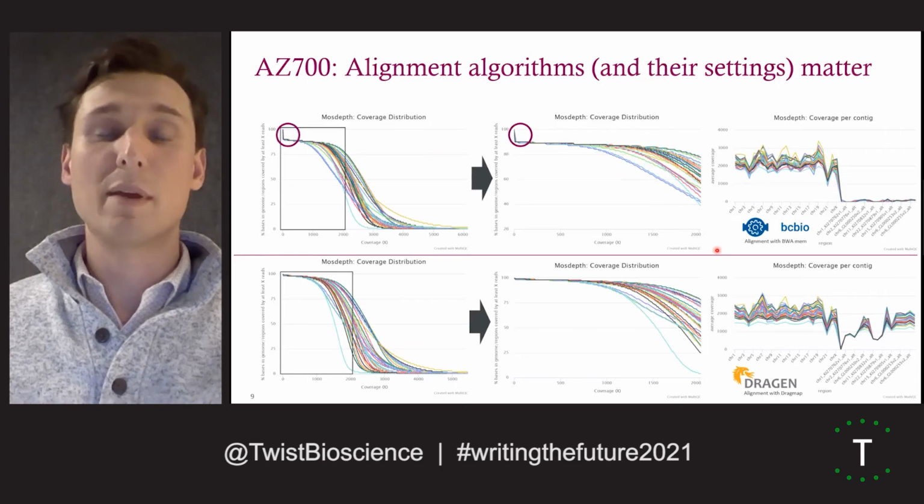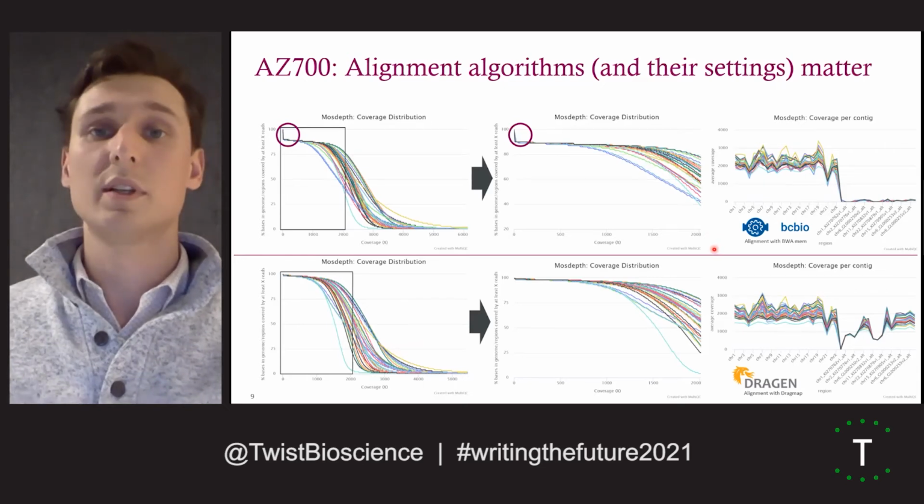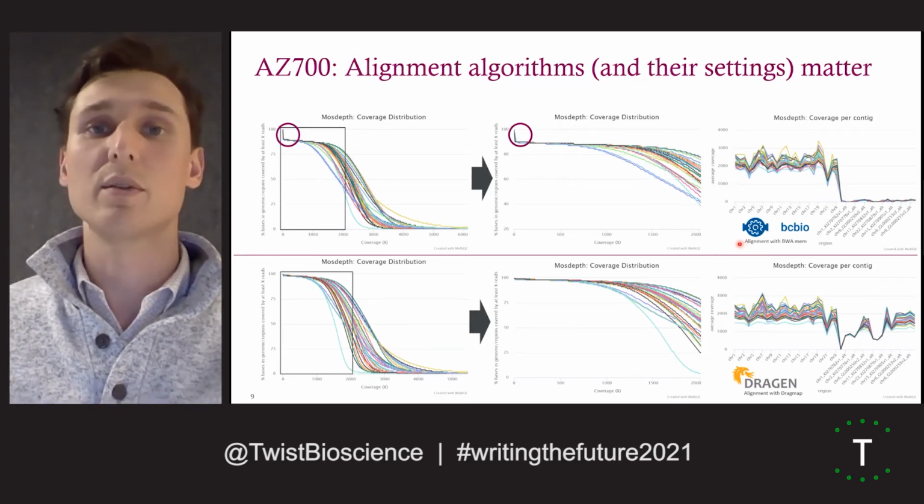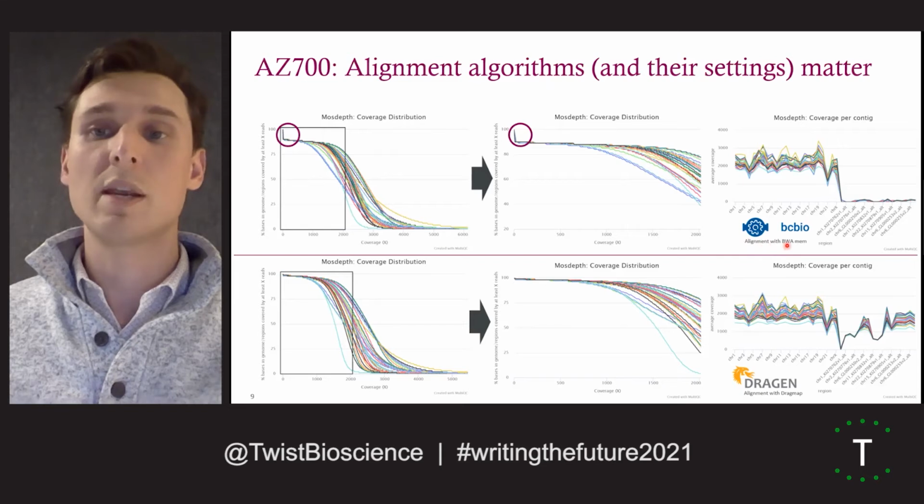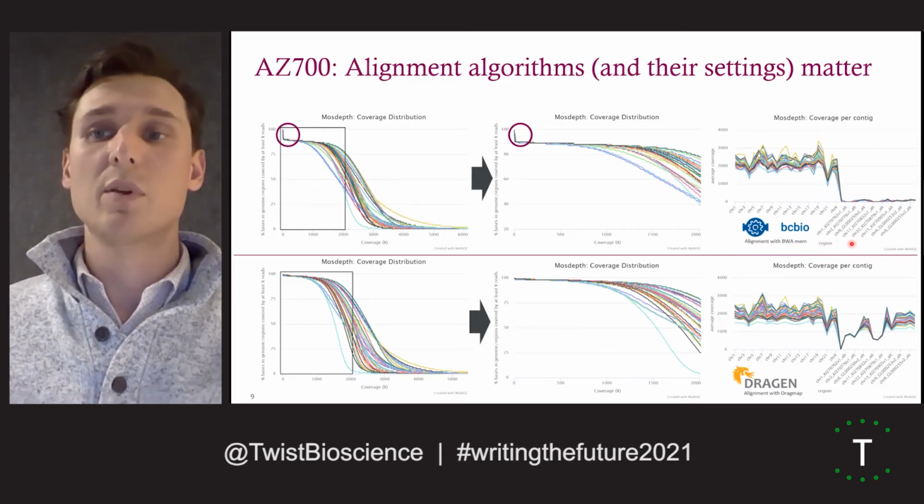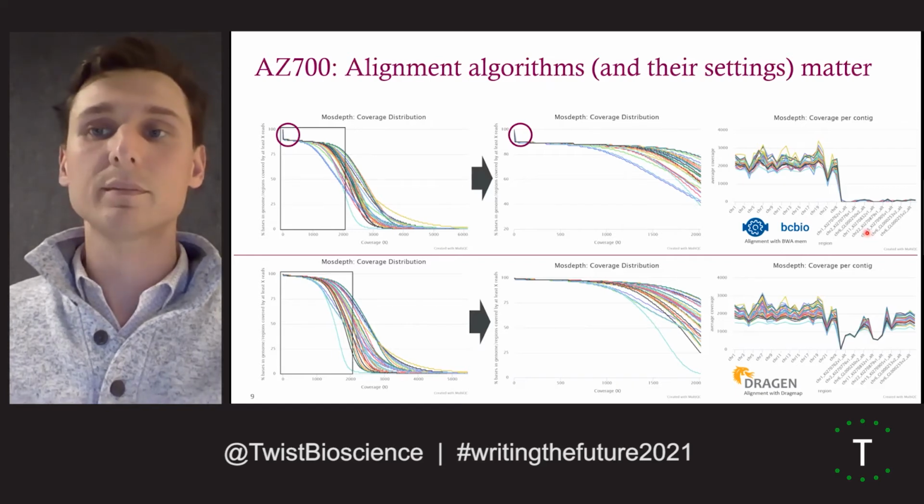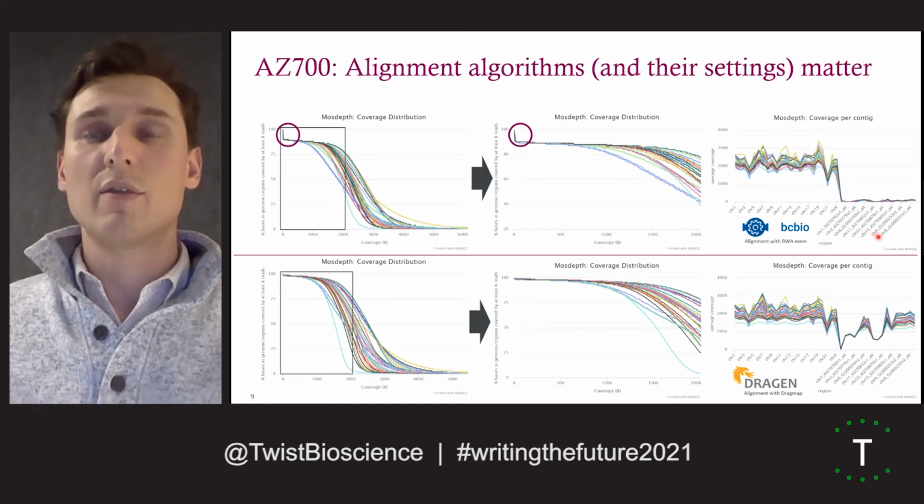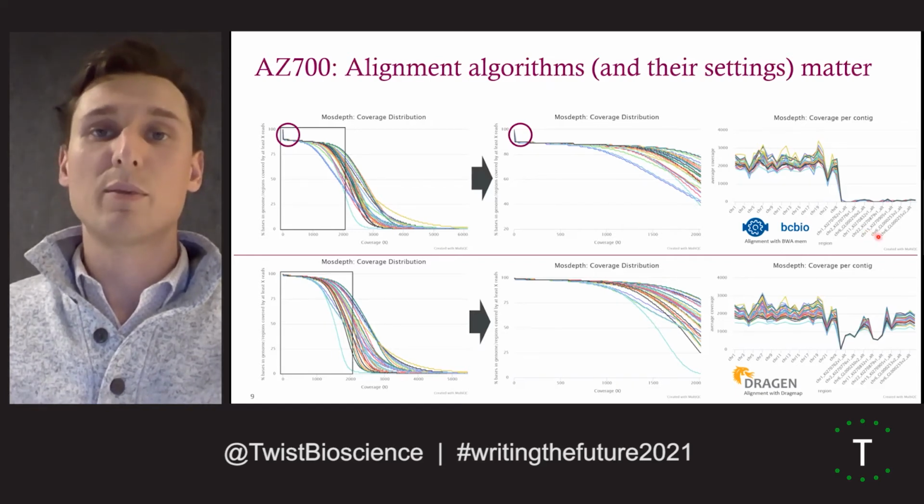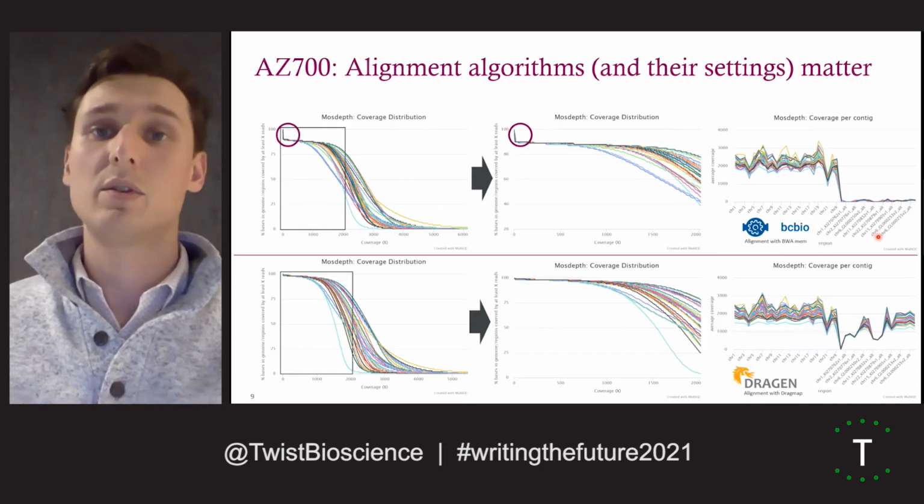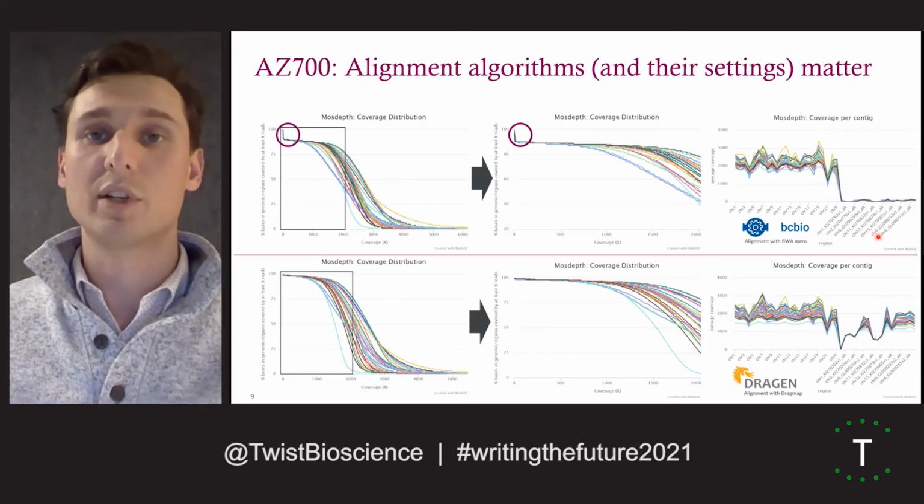So BWA MEM can also be tuned so that you are able to better align to the alternate contigs. So keep that in mind. BWA MEM is not a bad aligner, but aligning to alternate contigs may not be for everyone. If you are going to be performing HLA calling, you will need to enable this kind of alternate contig alignment.